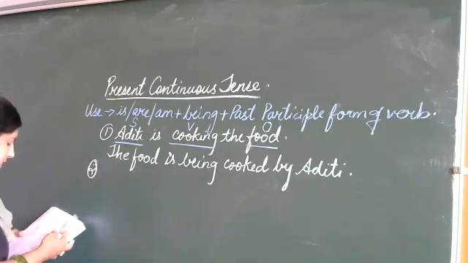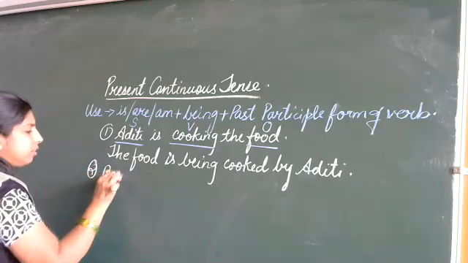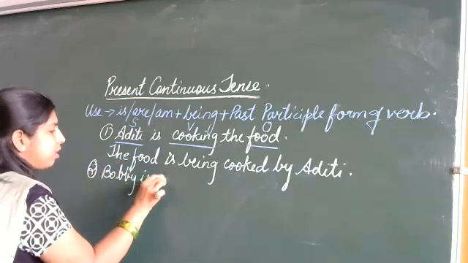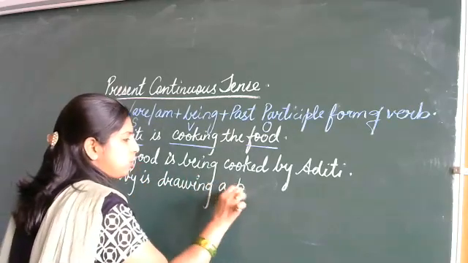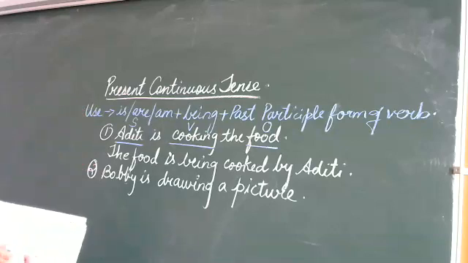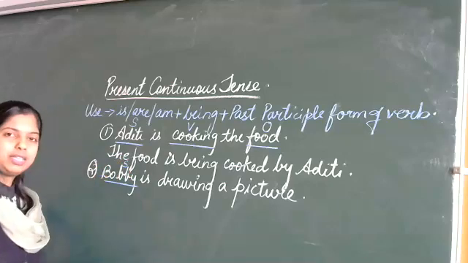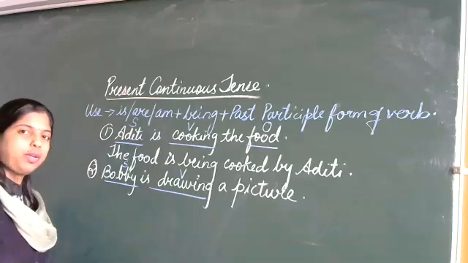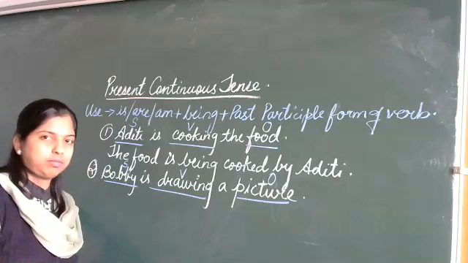Okay. See here, the second example is Bobby is drawing a picture. Bobby is a subject here. He is the doer of the sentence. This is the verb, the action he is doing. And then this is the object, that is the picture he is drawing.